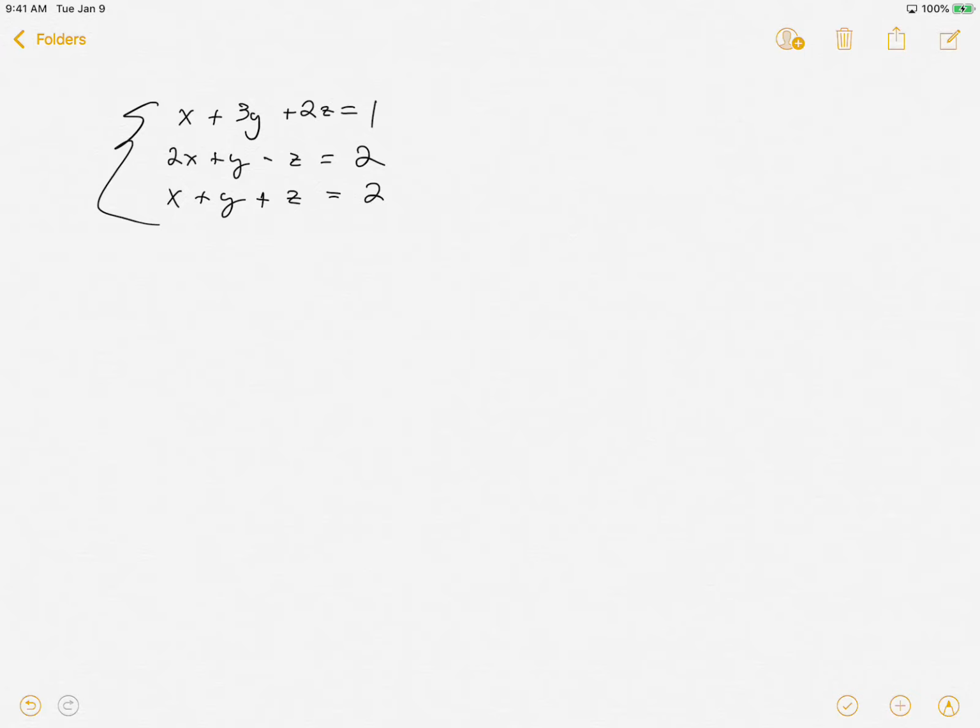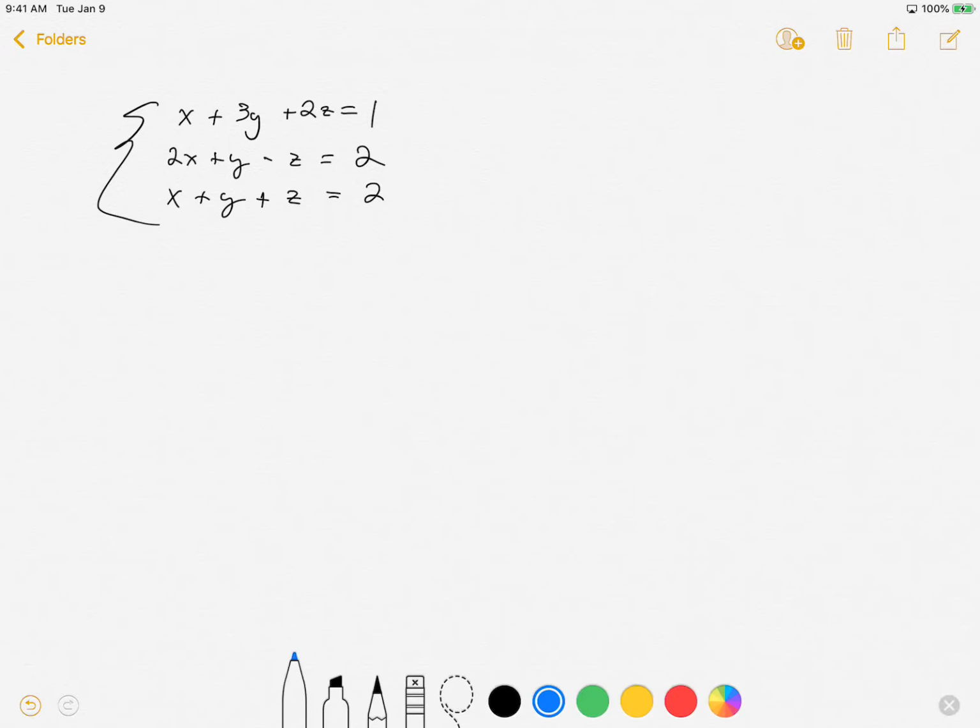Okay, so I'm going to show how to solve a three equation, three variable system, just like with the two equation, two variables. I need to get rid of them in a certain order though. So let me show you this.